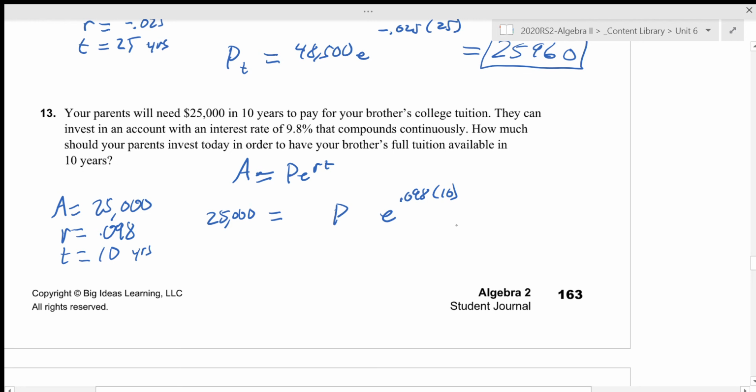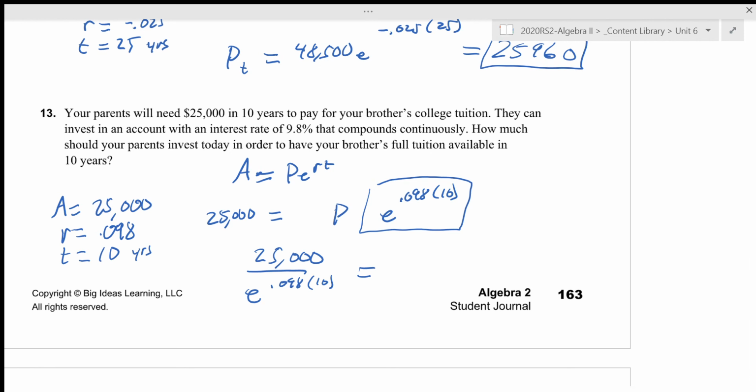Okay, so this part right here is just a number. So we can divide both sides by that number. So I'm going to divide 25,000 by e to the 0.098 times 10, and 25,000 divided by e to the 0.098 times 10 is $9,382.78. So that's how much they need to invest now to have 25,000 in 10 years at that interest rate.